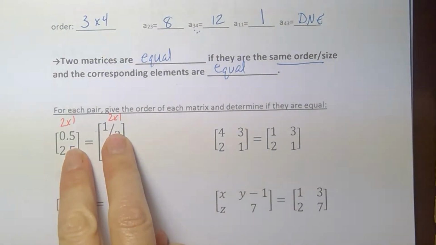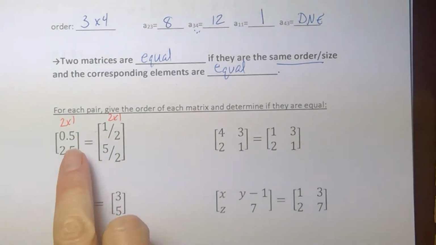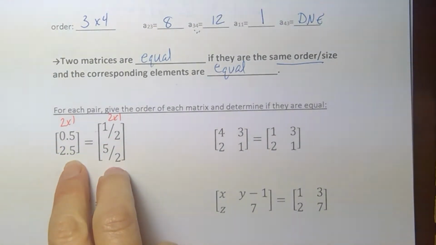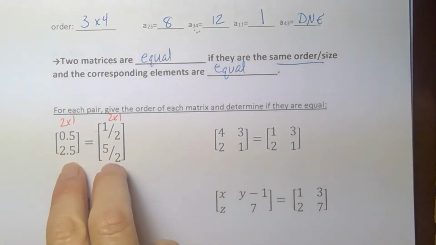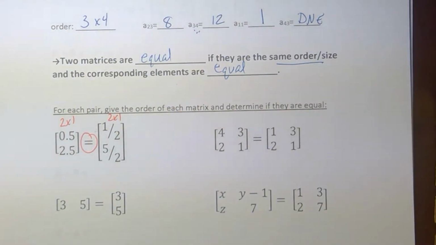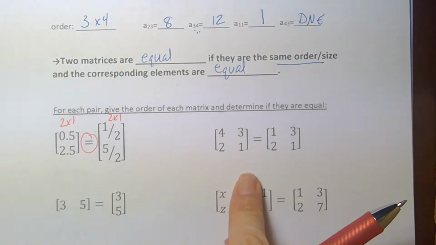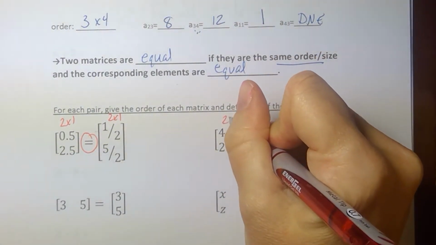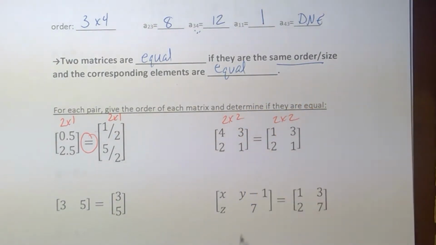Now I look to see if the corresponding elements are equal. So are the elements in the same position, have the same value? They do. 0.5 is 1/2 and 2.5 is 5/2. So they are equal matrices. Let's look at this next one. Well, first I'm going to evaluate the order of each matrix. Each matrix is a 2 by 2 matrix, so they're the same size.